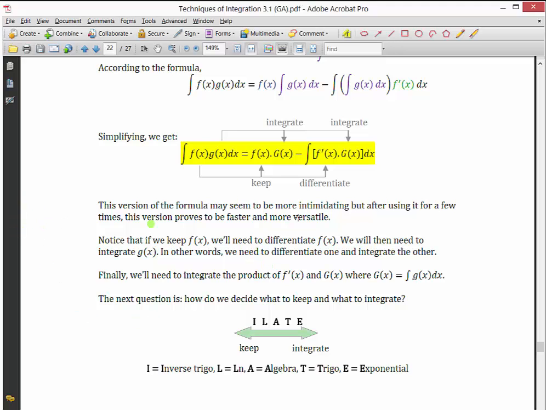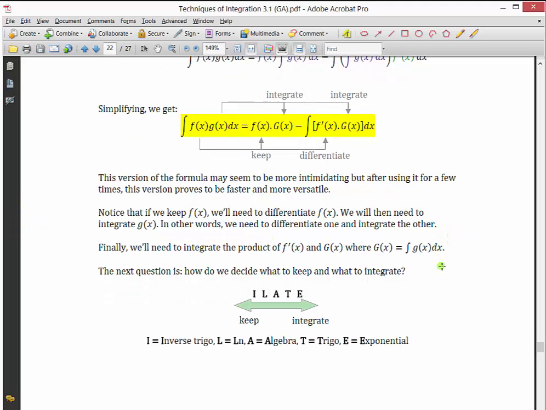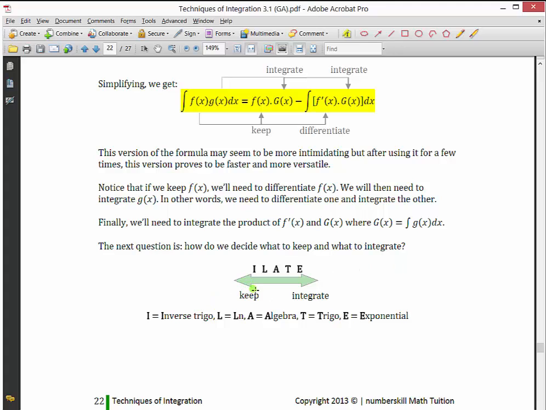Now, of course, the bigger question that you should be asking is this: Ms. Tang, how do I know what to keep? Why does my school use LIATE? Doesn't matter, because I think LIATE doesn't make any sense. So I change it to ILATE. It makes more sense. You get inverse trigo and ln, and then they die, because both are not integratable. Won't happen, right? So don't worry.